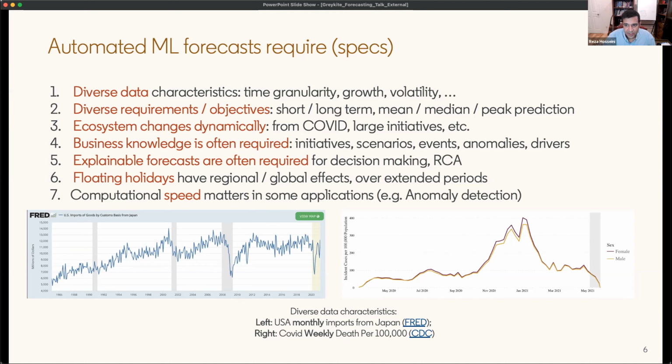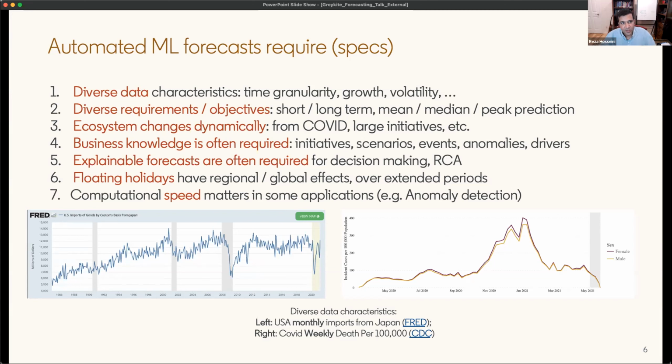We have diverse requirements. For example, the objective can be different. For capacity planning, maybe you care about the peaks more. The ecosystem changes pretty rapidly, for example, due to COVID and large initiatives. Often you need business knowledge that you want to use in your forecast. And explainability is important. Interpretability is important because a lot of end users want to have some sort of understanding of how the forecast is created. Some technical challenges, for example, there could be floating holidays and so on. And computational speed is important sometimes.